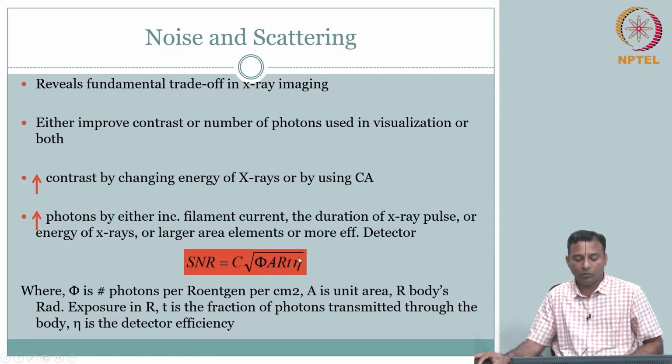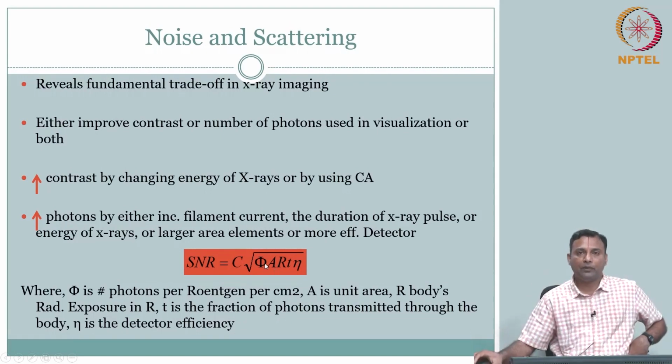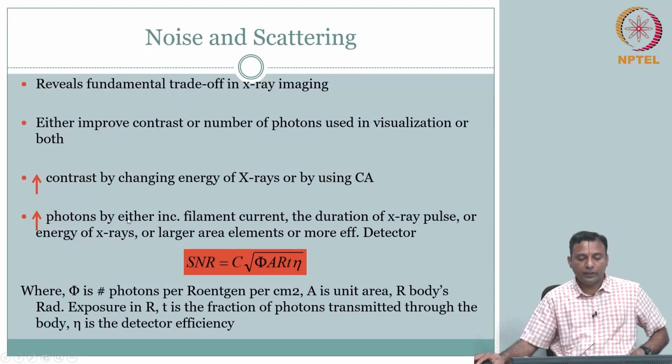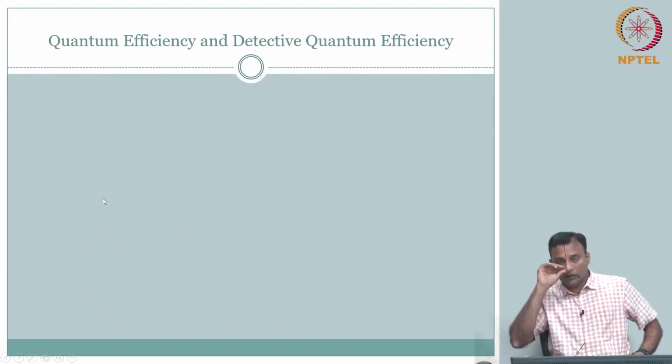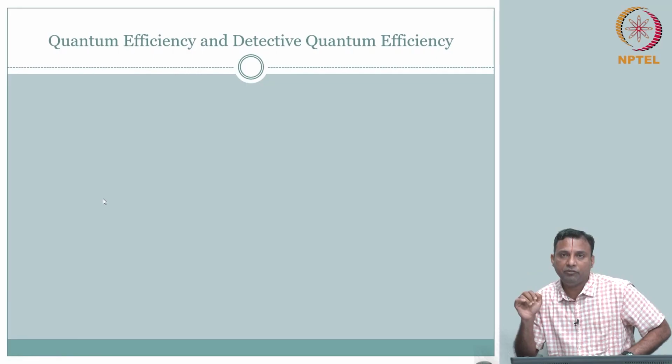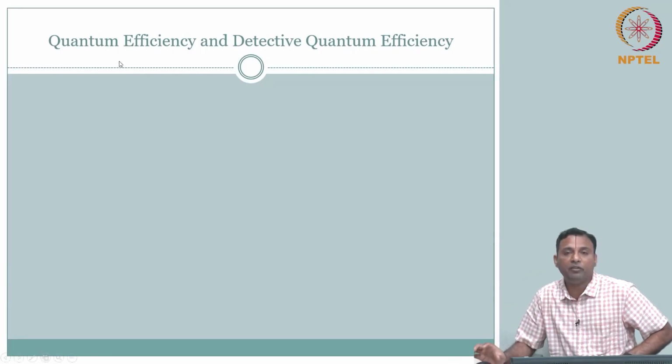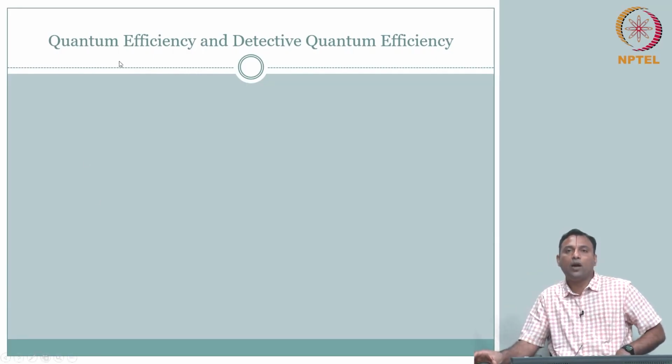Can we talk a little bit more on this eta, that is your detector efficiency. If I can increase the detector efficiency, I can increase my signal to noise ratio for all other system parameter settings being the same. So we need to understand what this detector efficiency is. In order to talk about detector efficiency, we first have to talk about quantum efficiency. What is quantum efficiency? Well, what is the whole process?